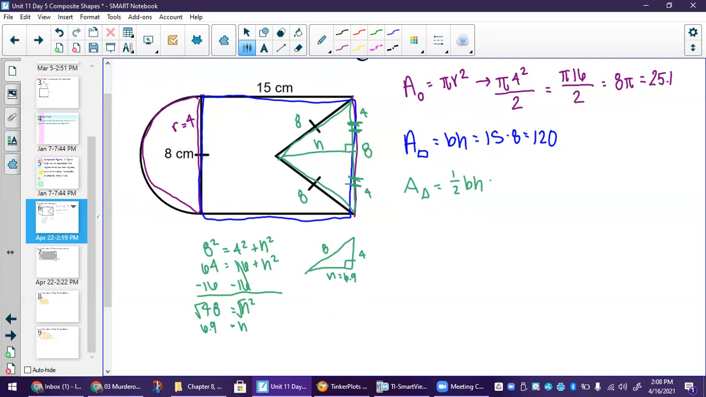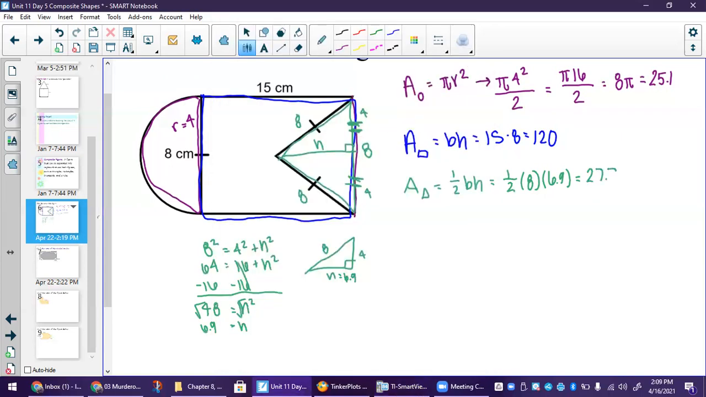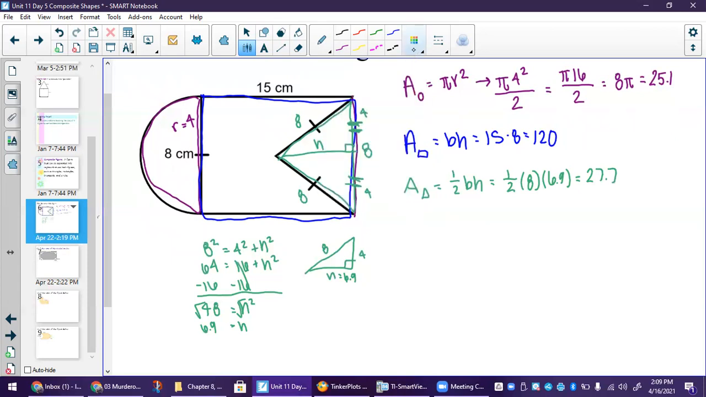Now going back to my triangle, 1/2 base, again thinking about this whole big triangle, my base is 8, and the height is 6.9. So if I go to my calculator, 1/2 times 8 times that previous answer, I get 27.7. All right, so now I know the area of all the pieces.